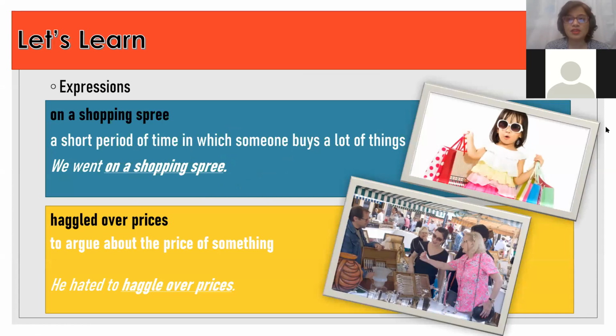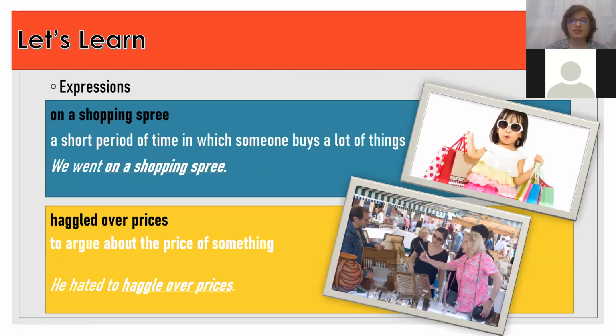These lessons are going to be thematic. So I'm going to introduce some expressions to you, and then you can guess what it's all about, right? The first expression I have, can you read it out for me? On a shopping spree. Yeah, that's perfect. A short period of time in which someone buys a lot of things. We went on a shopping spree.